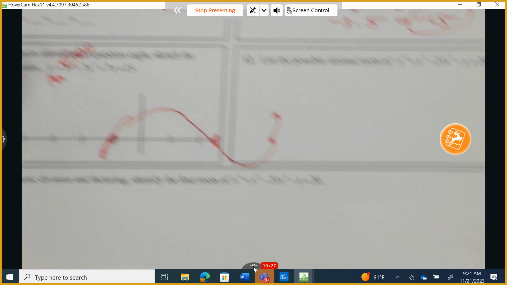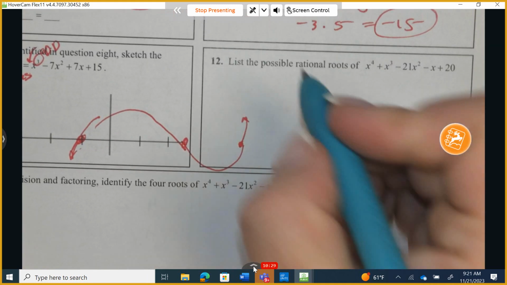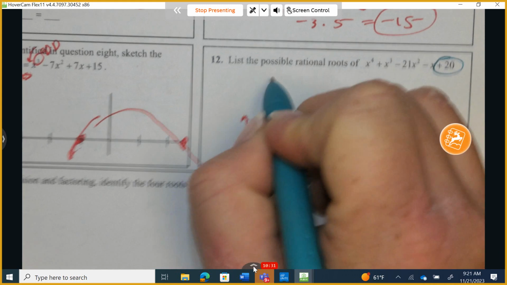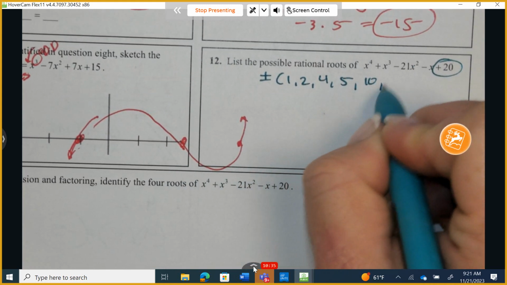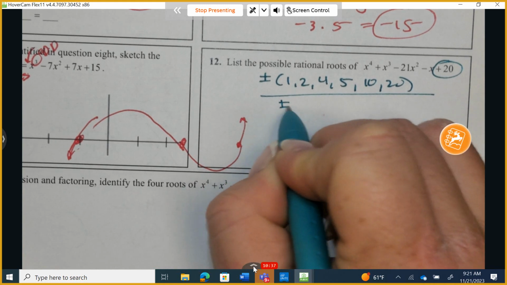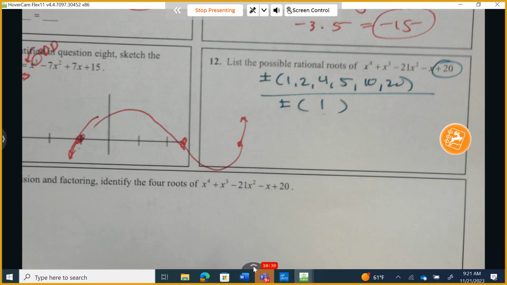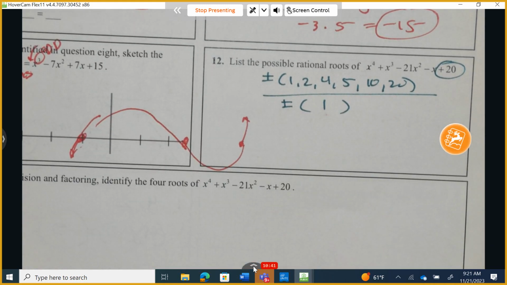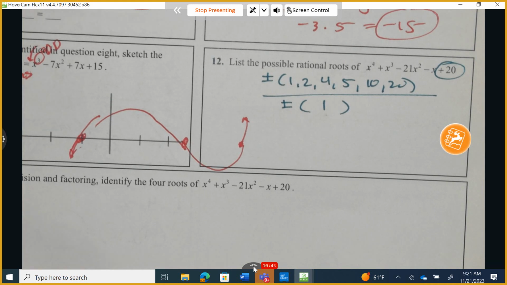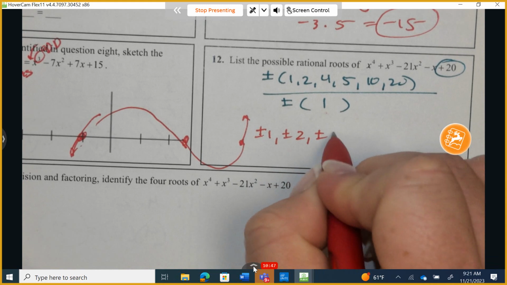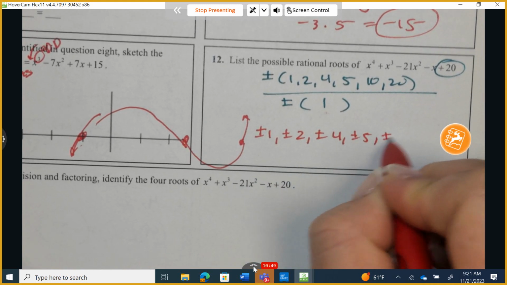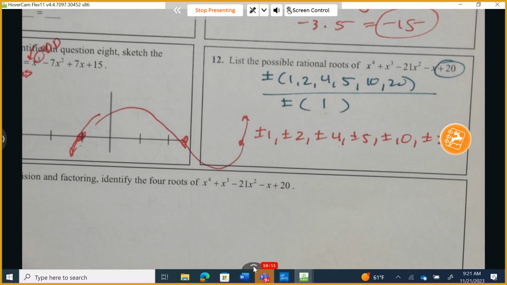Okay, let's list all the possible rational roots of 20. So again, let's list all factors of 20: 1, 2, 4, 5, 10, and 20. And now all the possibilities of the leading coefficient, which is 1, and the only factor is 1 itself. So I could do positive and negative 1, 2, 4, 5, 10, and 20.